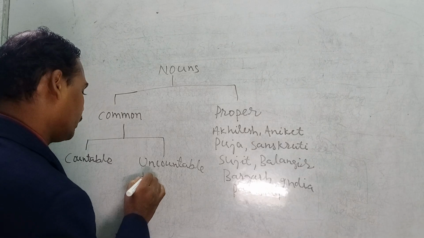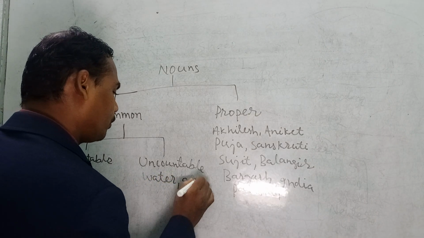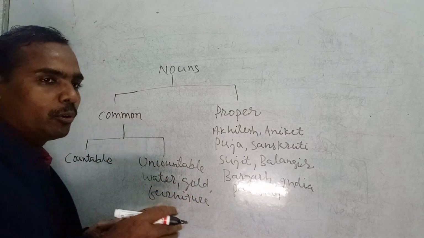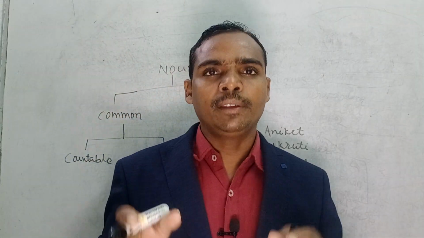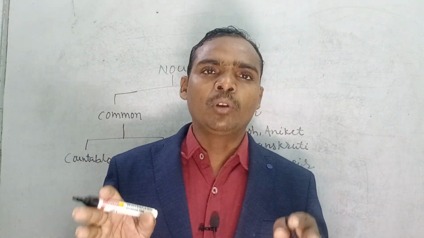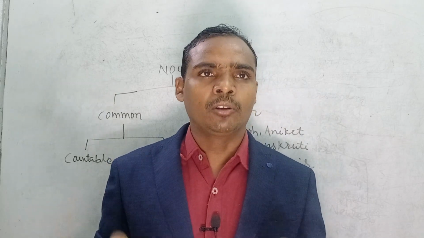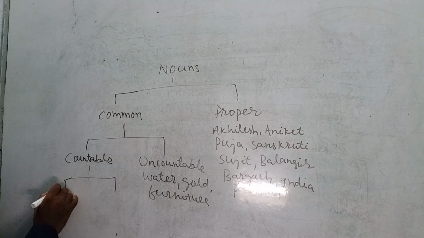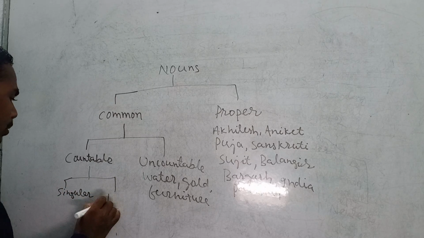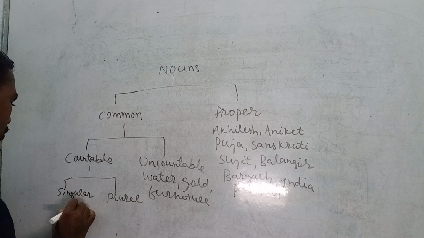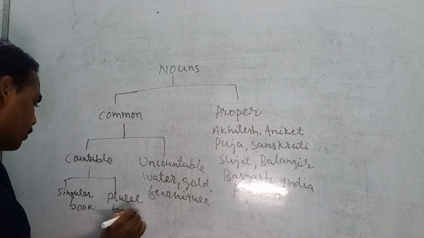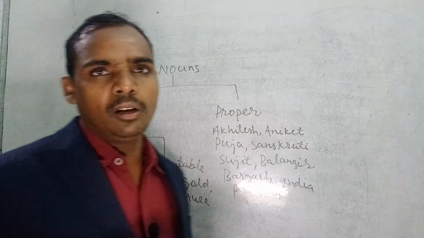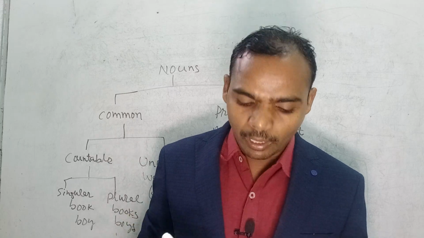Water is an uncountable noun. Gold, uncountable noun. Furniture, uncountable noun. In an uncountable noun you cannot add s or es; you cannot make a plural form. There is no plural form in an uncountable noun. A countable noun is again subdivided into two parts: singular and plural. Book, books. Boy, boys. This is an example of countable and uncountable nouns.